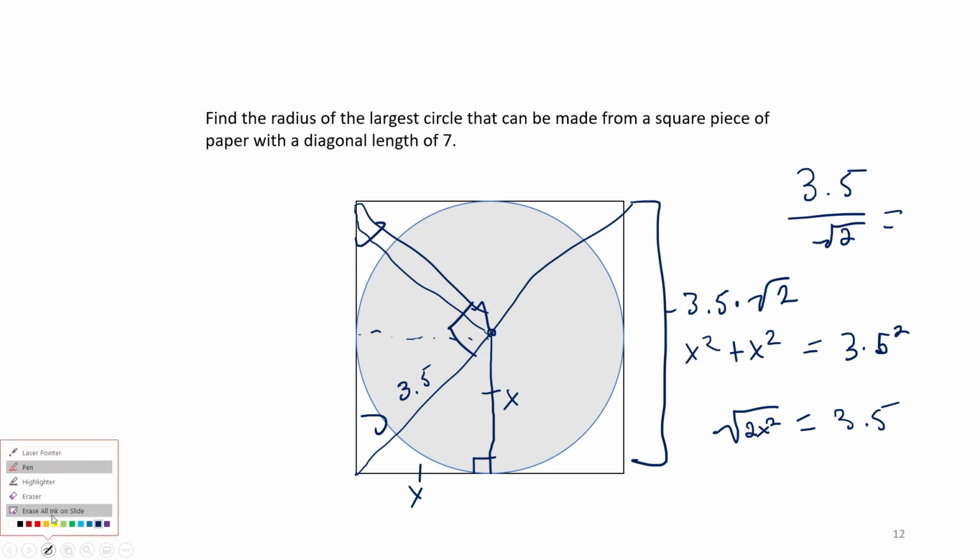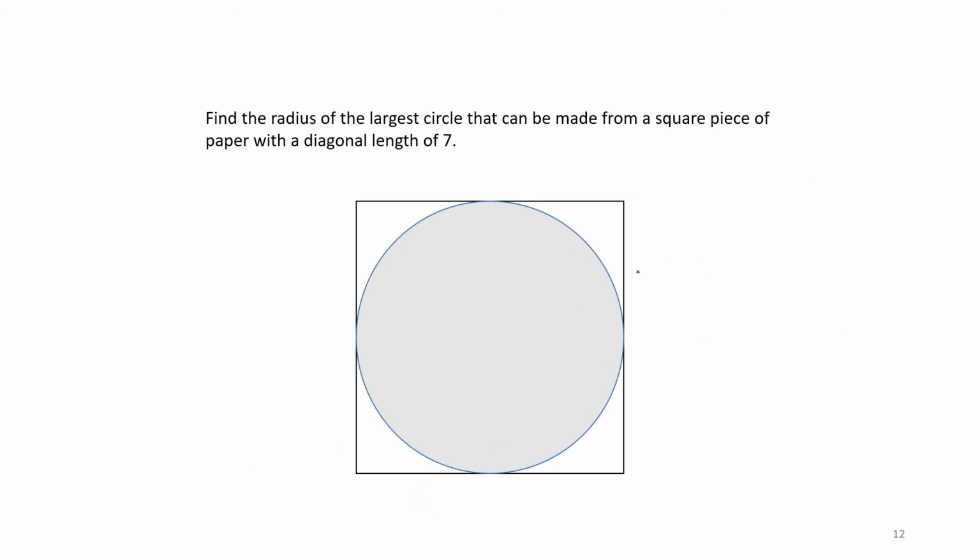You could, for a third method, use that 7 diagonal as the hypotenuse, and this whole thing is a 45, 45, 90 triangle. And then you could do the same thing, and you would get this whole side equals 7 over root 2, and then you would cut that side in half to find your radius, and get the same answer.